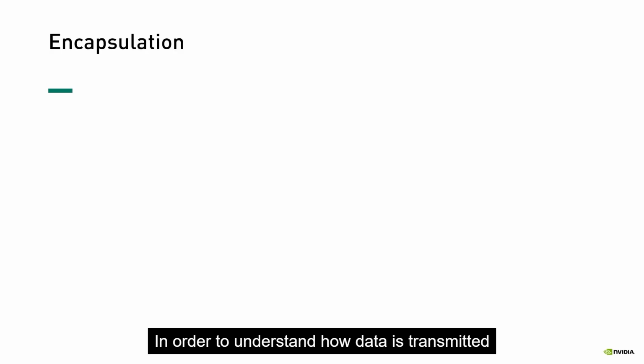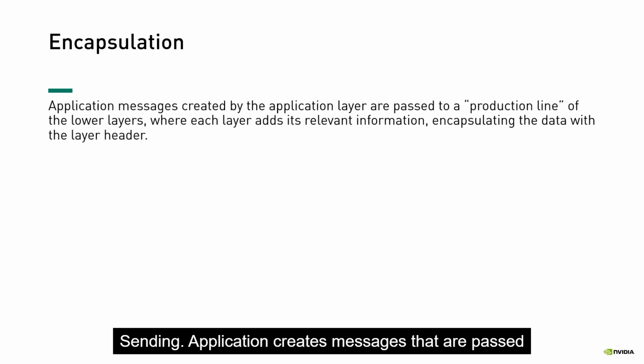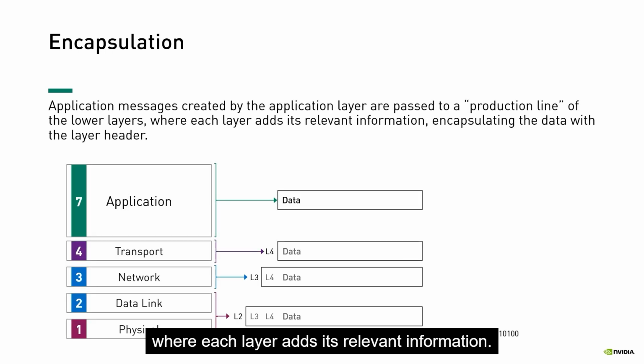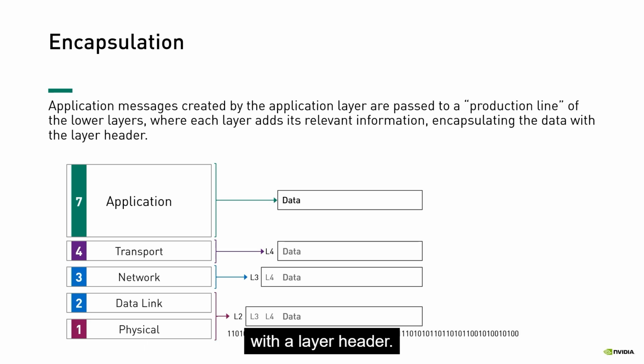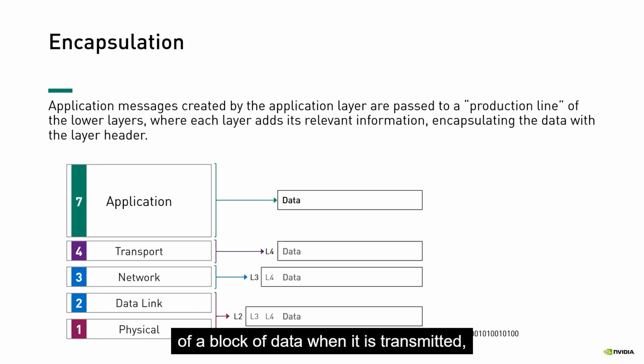In order to understand how data is transmitted between applications, it's important to understand what encapsulation is. The sending application creates messages that are passed to a production line of the lower layers, where each layer adds its relevant information in a process known as encapsulating the data with a layer header. A header is the supplemental data placed at the beginning of a block of data when it is transmitted.